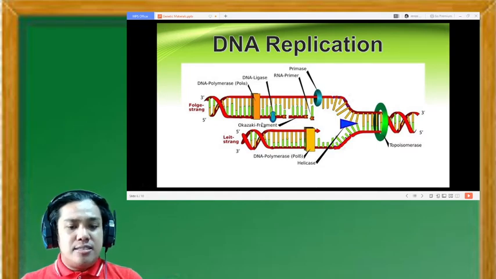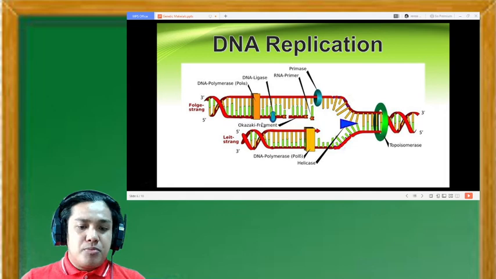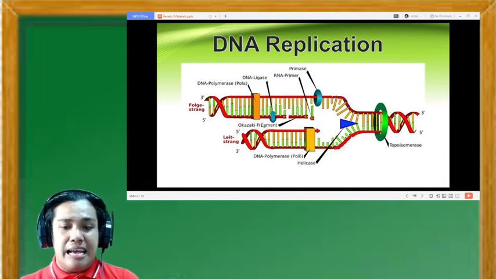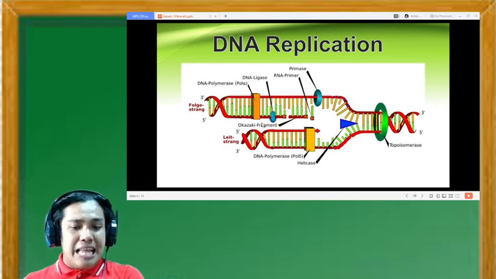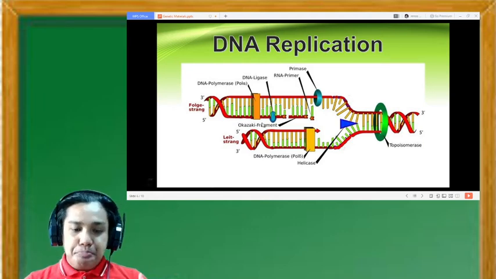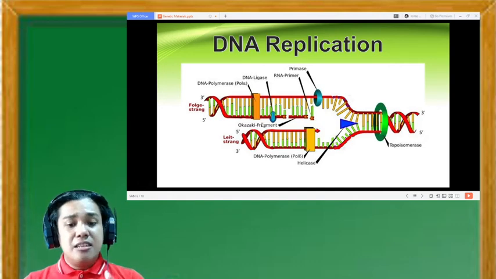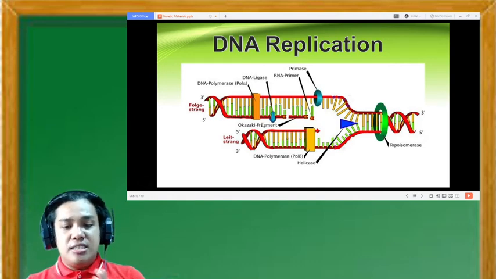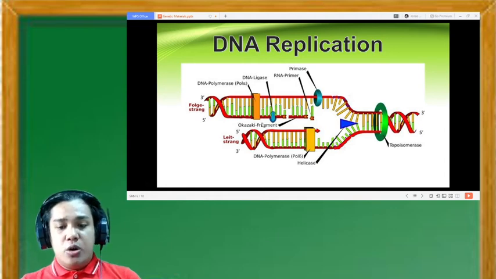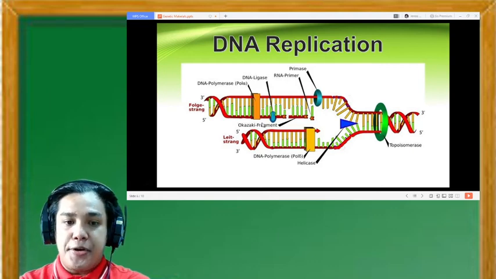This form of replication is considered to be semi-conservative, okay? Since it contains one original strand and a new daughter strand, several RNA primers bind to different points of the lagging strand. The direction of synthesis still runs from 5 to 3 direction, thus making several discontinuous segments, or what we call the Okazaki fragments. DNA ligase joins these newly formed discontinuous fragments.